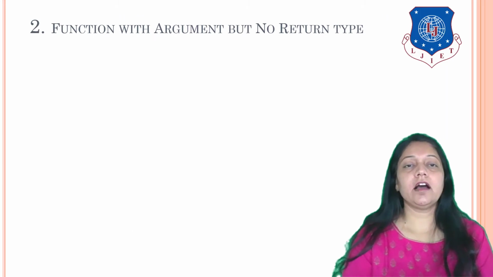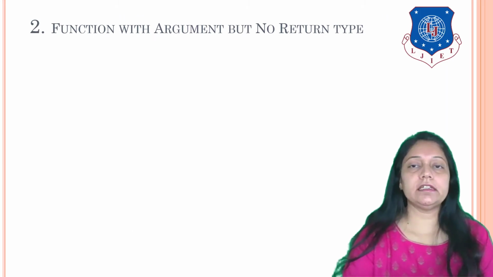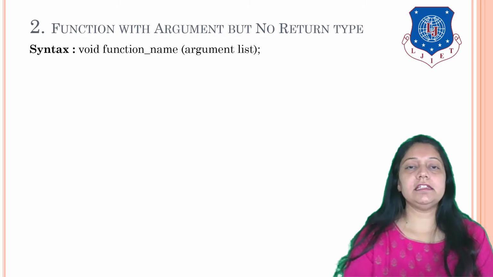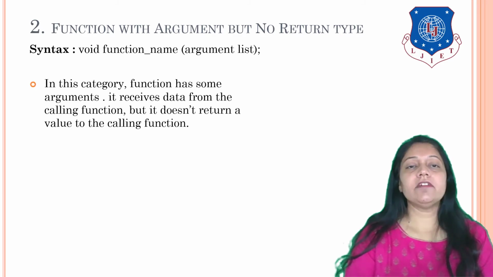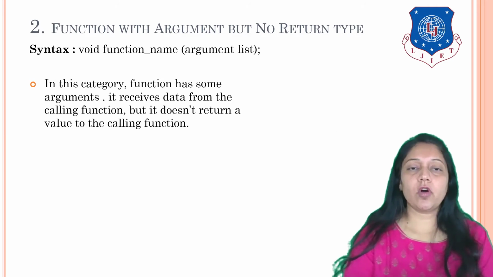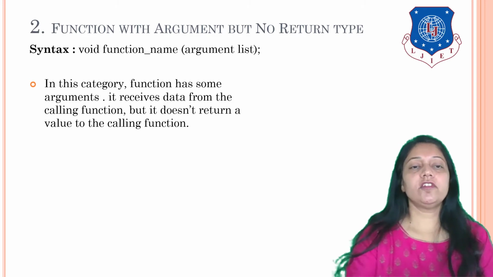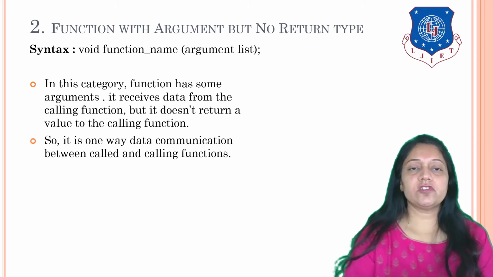What's the next category? A function with arguments but no return value. So how are you going to write down the syntax of this category? There is no return value, so void, give any function name, but in this case, now the argument list will be present. Remember this, the argument list should be in the bracket, the name of the data type and the name of the variable. So in this category, the function has some arguments, that is, these arguments it receives from the calling program, but this function does not return any value to the calling program. So you can say that there is only one way communication between the calling and the called function.